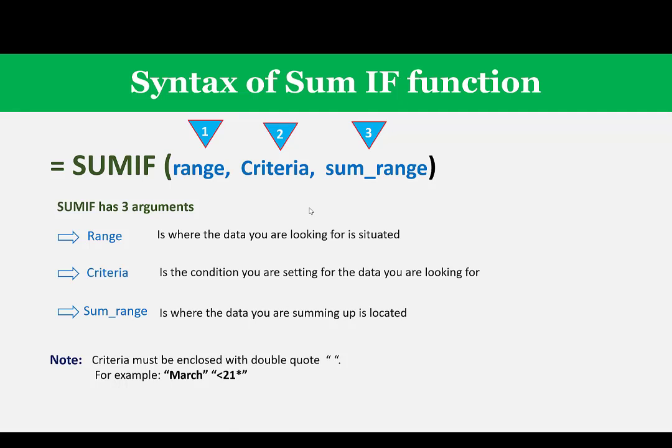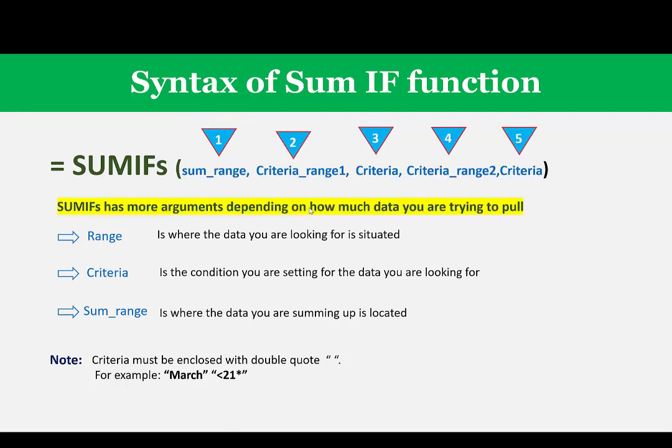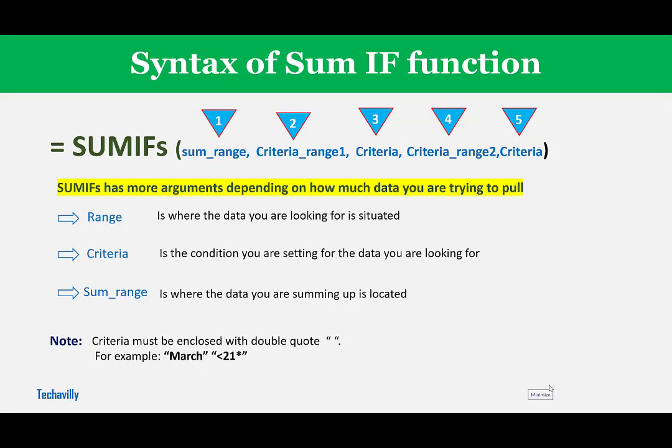And if we go to SUMIFS right here, you can see it's quite different. The syntax is a little bit different from SUMIF. The difference is that SUMIFS has more arguments depending on how much data you're trying to pull. If you look at the syntax, the sum range is at the beginning of the parameters that we're trying to use to pull the data, while in SUMIF, the sum range is the last thing before the parenthesis closes.